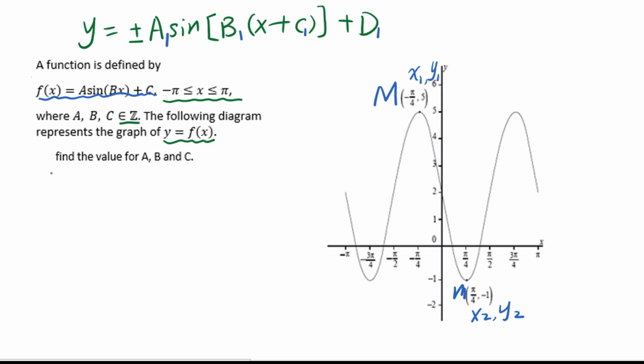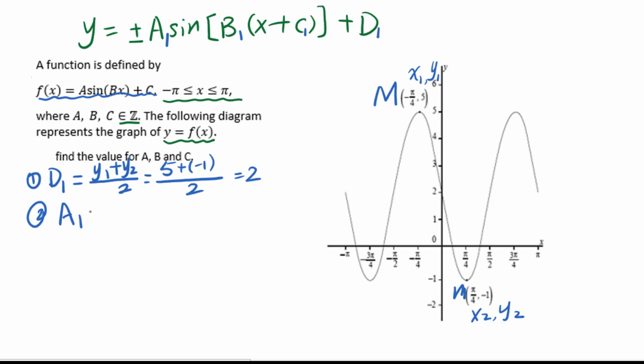For our pattern, we know d1 equals the midpoint of y1 and y2. So y1 plus y2 over 2. You will get 5 plus negative 1 over 2 equals 2. Then we can find a1. It will be half of the distance between y1 and y2. So we get y1 minus y2 over 2 equals 5 minus negative 1 over 2 equals 3.